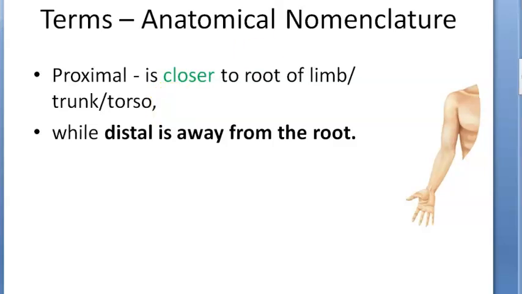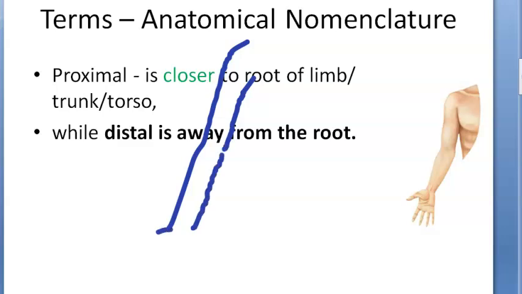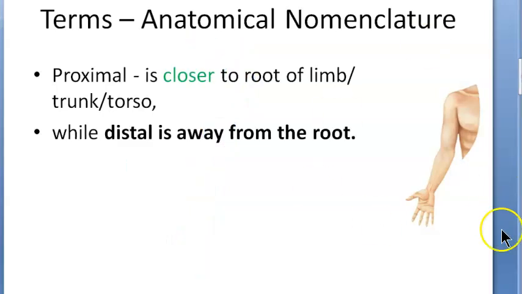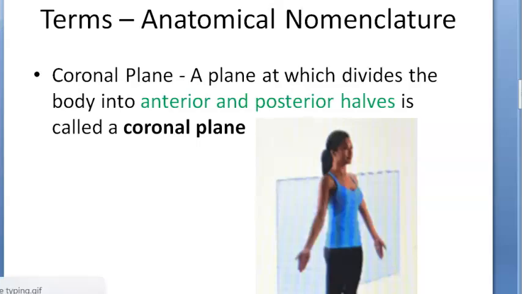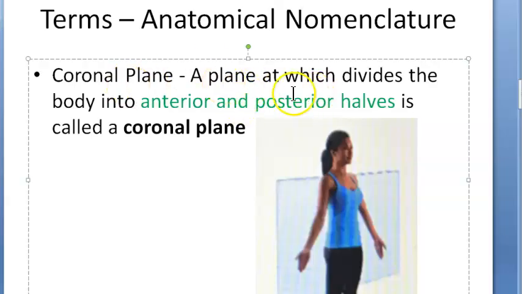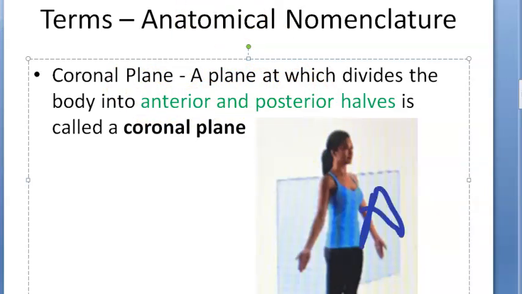So you will just draw one arm like this and one hand. Then you will say that this is proximal and this is distal. Next point. What have they asked, guys? They've asked you coronal plane. Coronal plane means it will divide the body into anterior and posterior halves. So this is anterior and posterior.